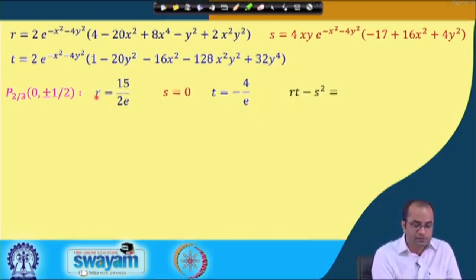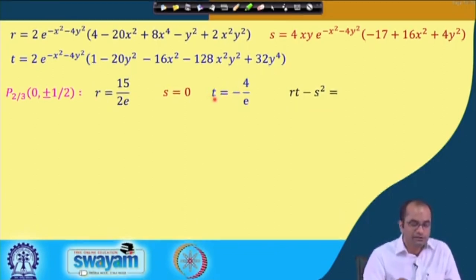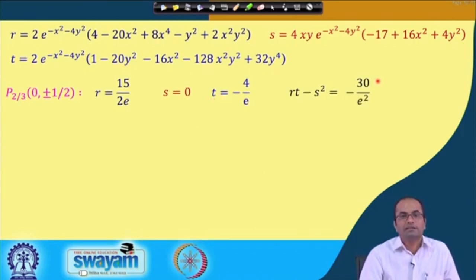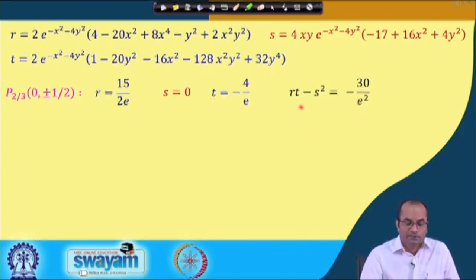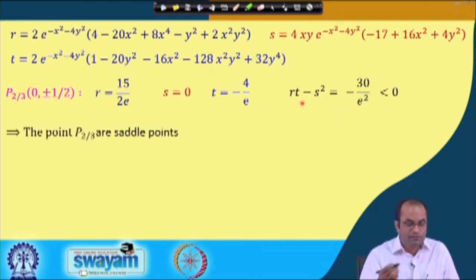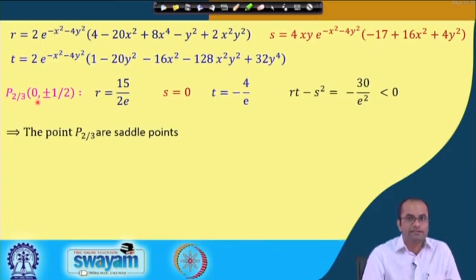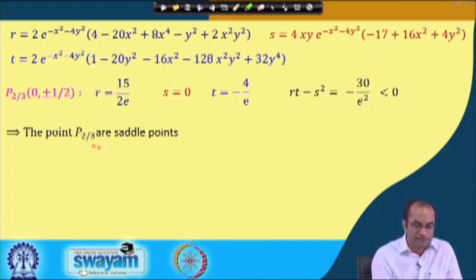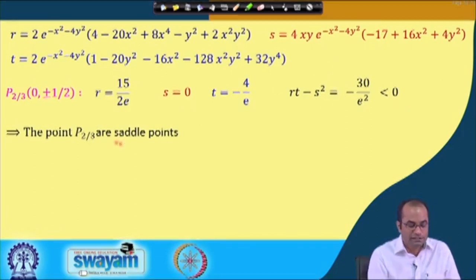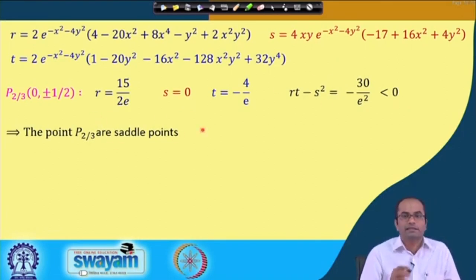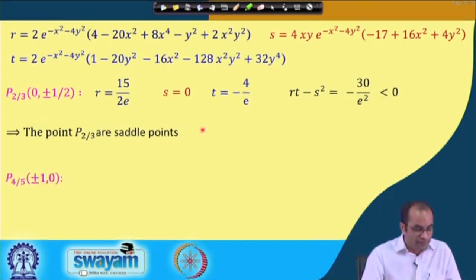And this r t minus s square, so r t, when we make this product, since the minus sign is there with the t, we will get this minus 30 by e square. So, this time now this r t minus s square is negative. So, negative means as per the sufficient conditions, now this will be a saddle point. So, these point number 2 and point 3, 0 plus half and 0 minus half, they both are the saddle points. With our sufficient conditions, we are able to identify that these two points are the saddle points.